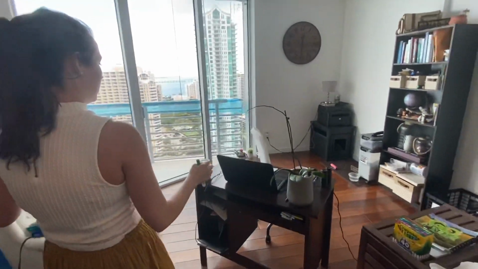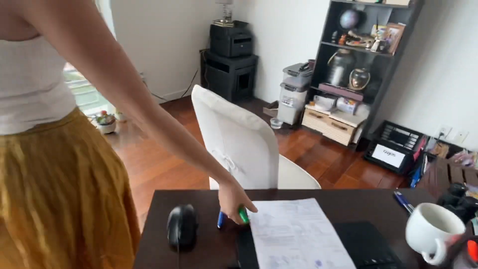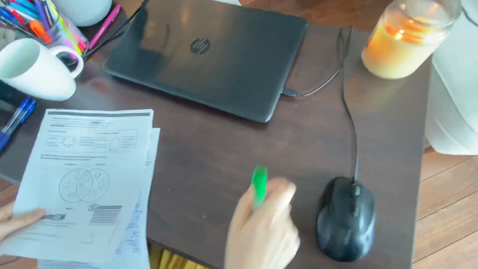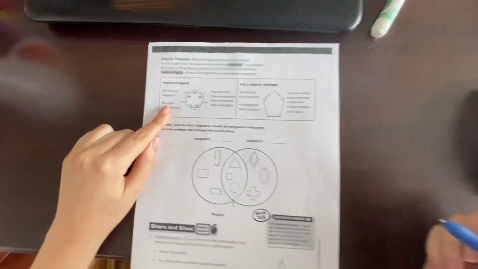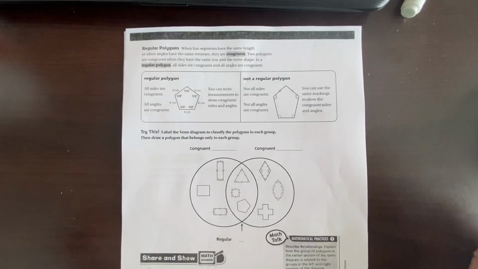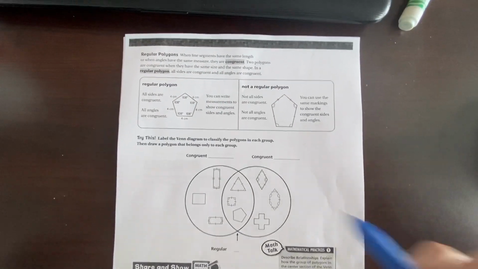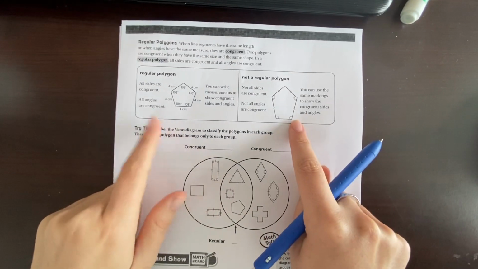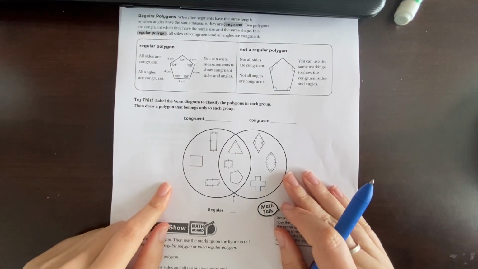So come on over here and we're gonna do a little bit of a worksheet together and then I'm gonna let you go on your own. Show my laptop. Okay, so up here is more information on a regular polygon and not a regular polygon if you wanna read it. I used the same example as before, so if you're still a little unclear, go through this again. So let's move on to this Venn diagram.